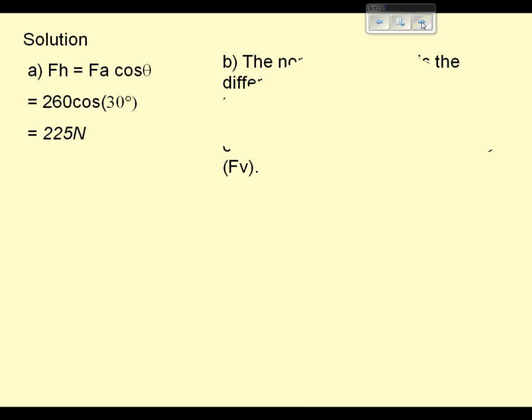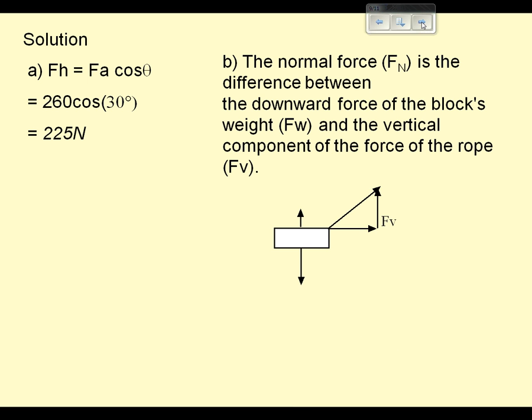Ben is asking about the normal force. Now the normal force Fn is the difference between the downward force of the block's weight... What did I say? Oh, did I really say that? I apologize, Alex. I'll just blame it on the concussion. The normal force is the difference between the downward force of the block's weight and the vertical component of the force of the rope.